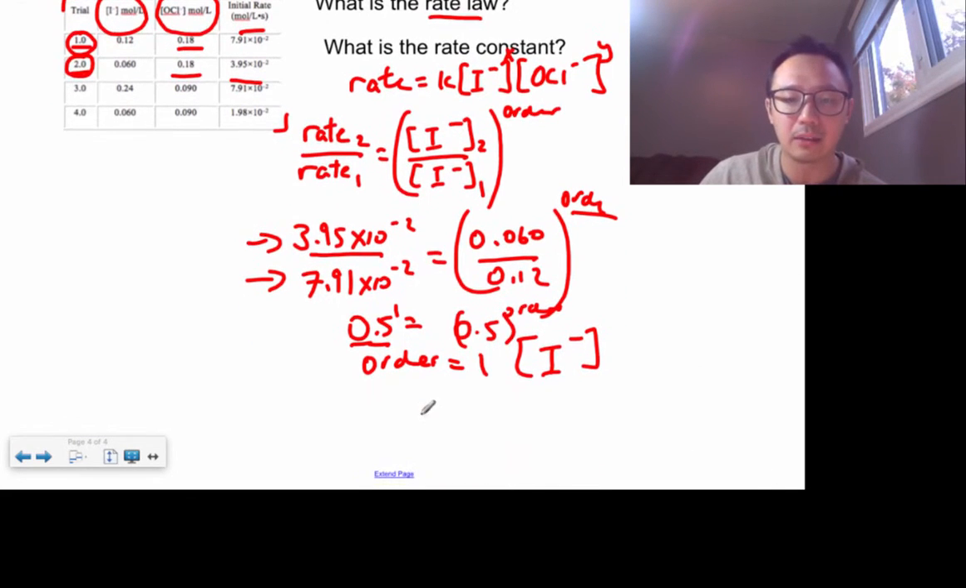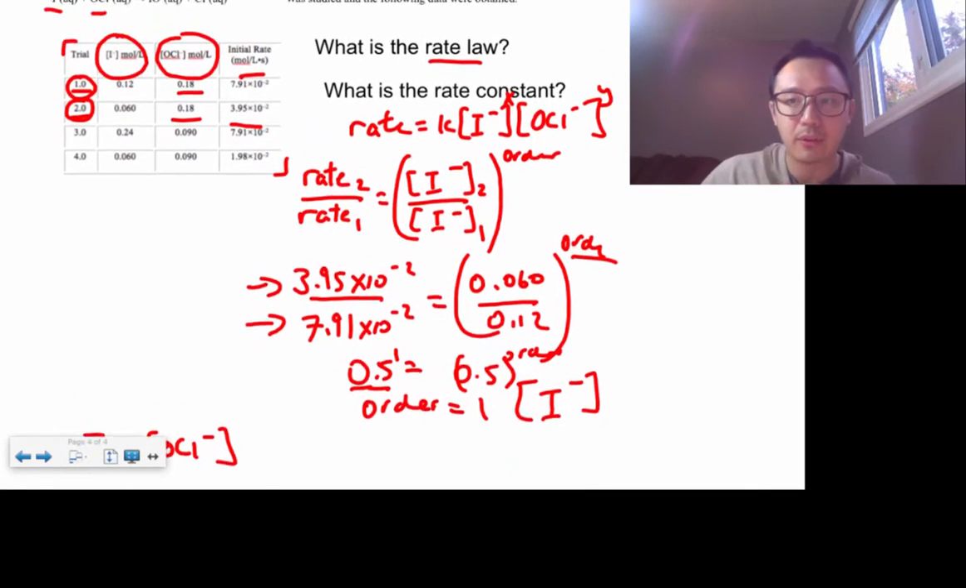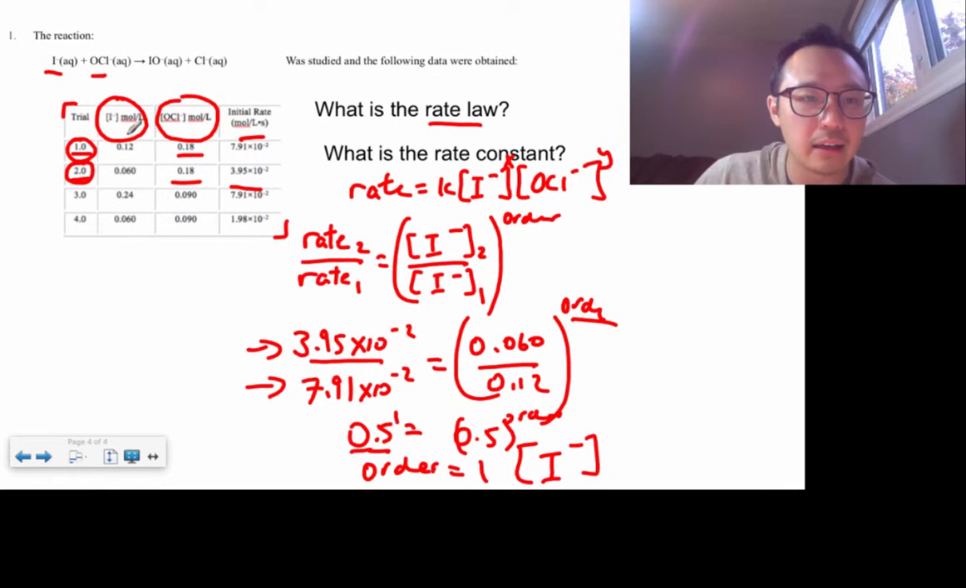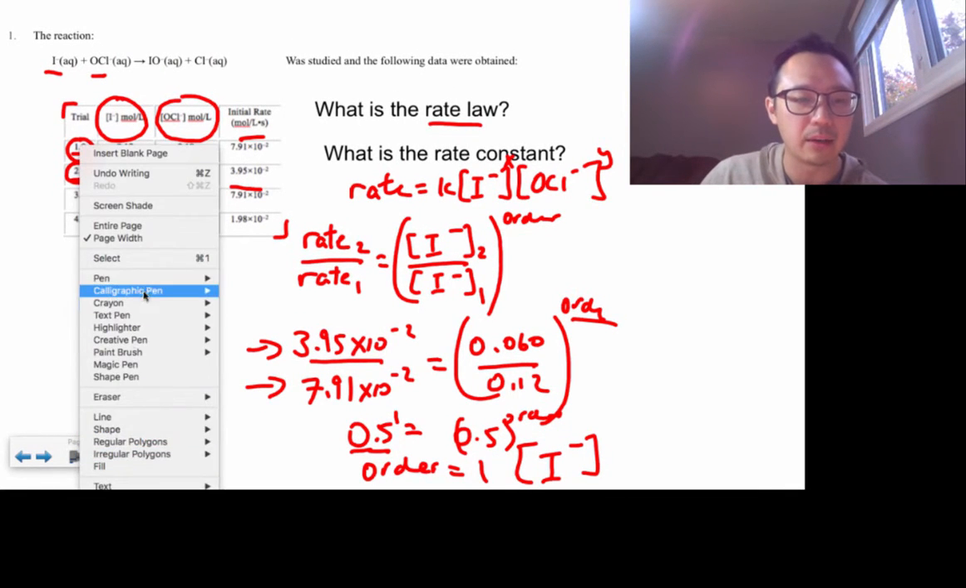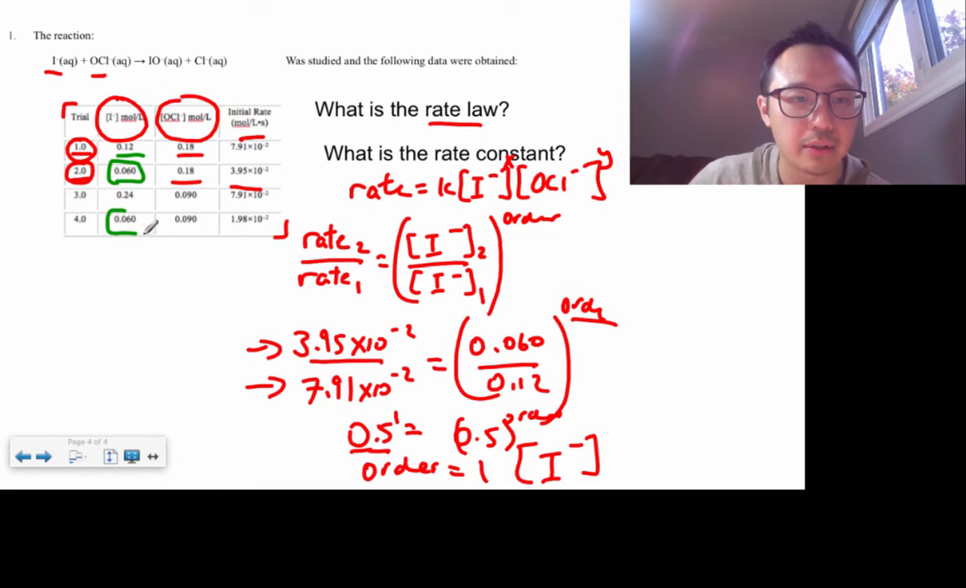So let's look at the other one. For my OCl minus ion, now I need to look for two trials where the iodine ion is kept constant while the other one is changing. So let's look at these. You can see that this is 0.12, so I have 0.060 and 0.060. I'm going to use this one because then I don't have to incorporate iodine ion in my calculation, because it'll keep constant, while this one, OCl minus ion, will be changing.